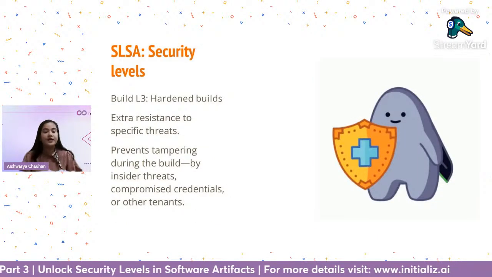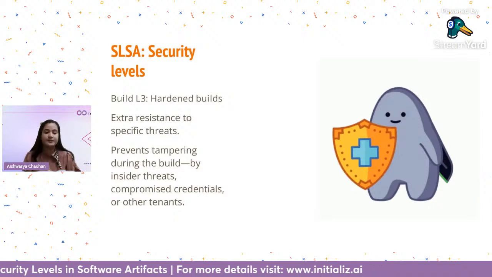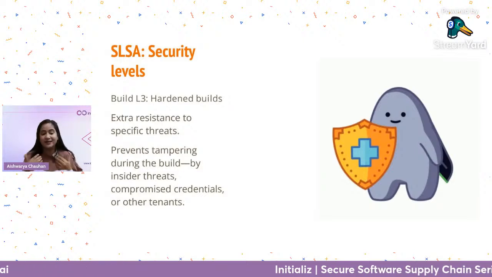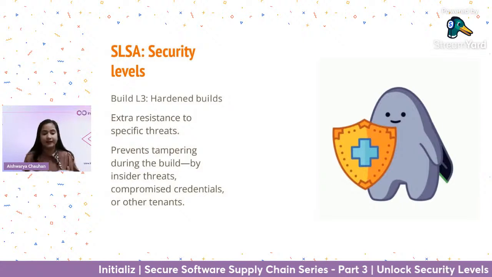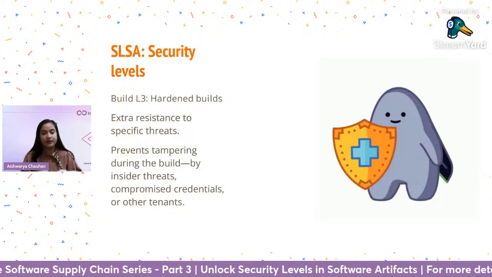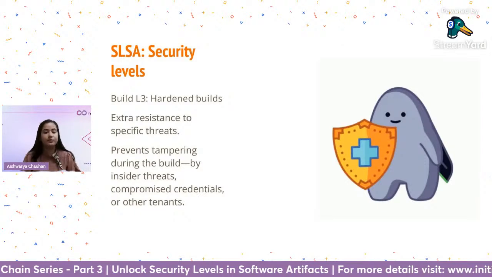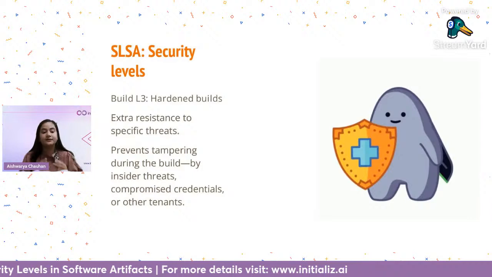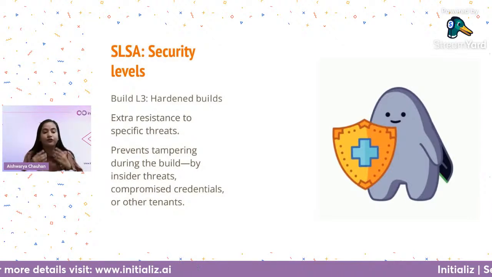At level 3, we add extra resistance to specific threats. In practice, this means that the build runs on a hardened build platform that offers strong tamper protection against insider threats, compromised credentials, or any other tenants. In easier words, this level prevents the secret material used to sign the provenance from being accessible to the user-defined build steps. It means that this provenance or digital signature cannot be copied, or forged.